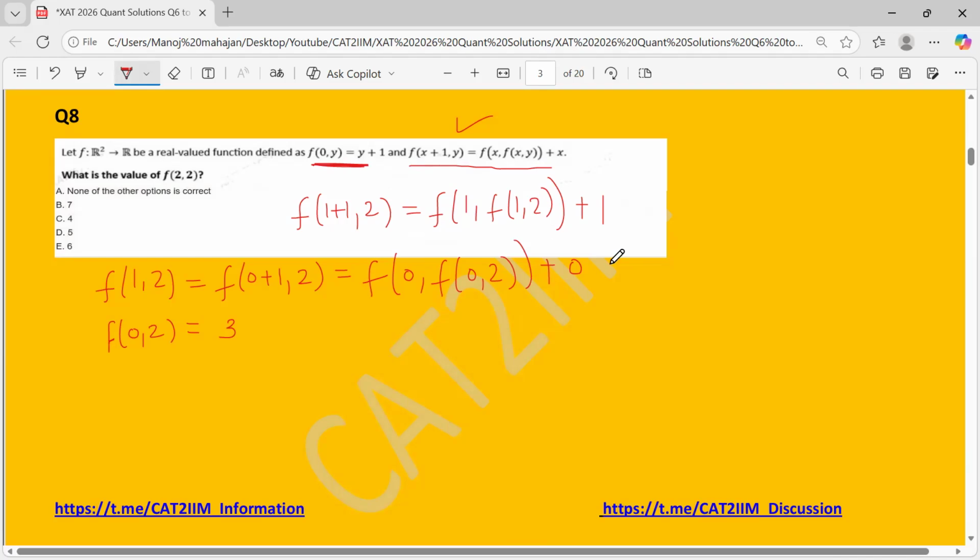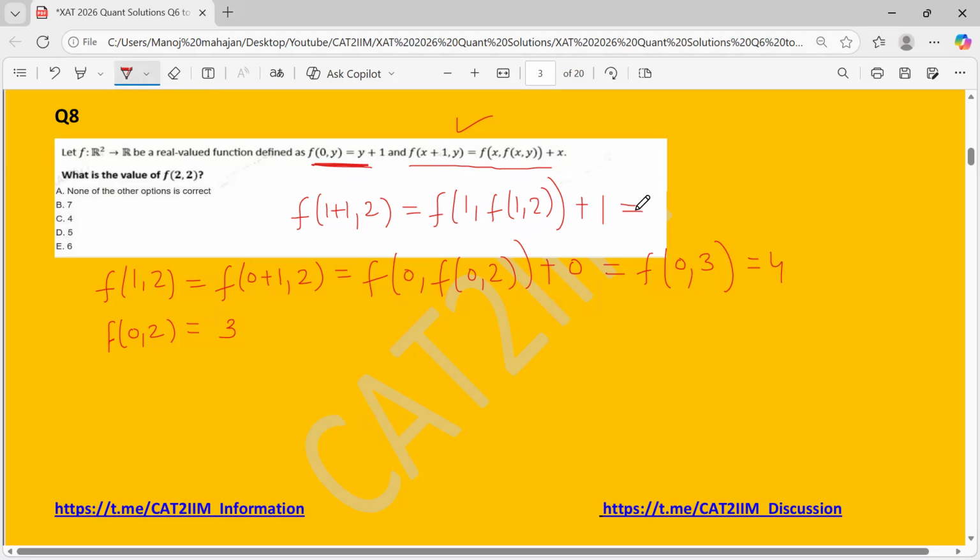So now if you go further out here, what is f of 0 comma 2? That is 3 out here. So let me put 3 over here. And f of 0 comma 3, again, if I use this, would be nothing but, so this is 4 coming out. So still the problem is not done. So we got f of 1 comma 2 is 4.